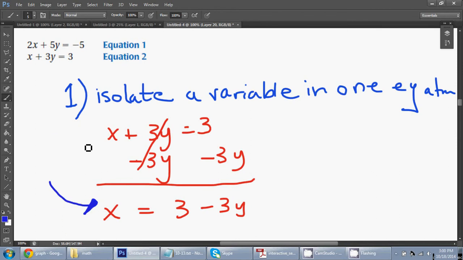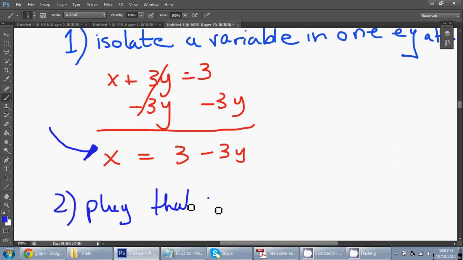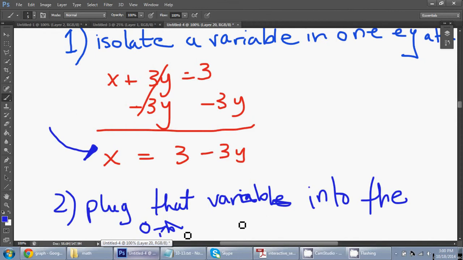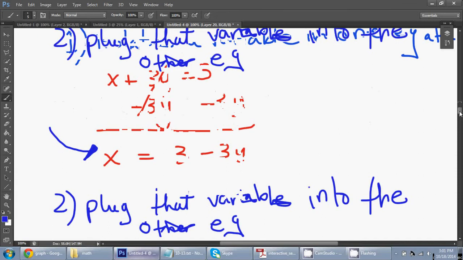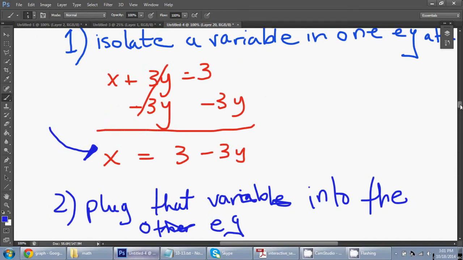So the second step is plug that variable into the other equation. Step 1 was isolate any variable in one equation. We isolated the x. Step 2 is plug that variable that you isolated into the other equation. The other equation is 2x plus 5y equals negative 5.